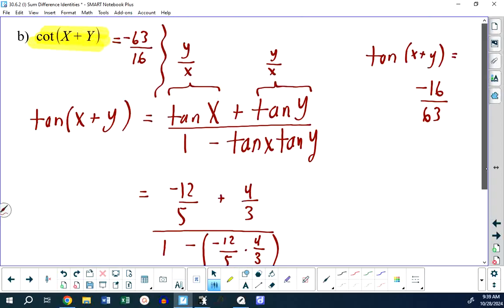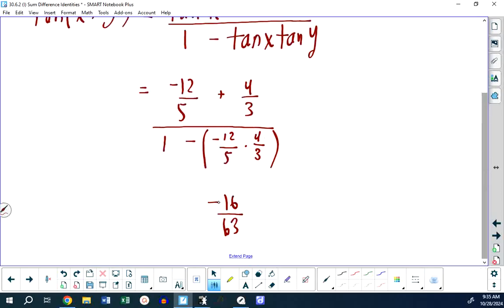You know, in retrospect, I suppose we could have just flipped this whole thing over from the beginning, couldn't we have? I could have written cotan of x plus y equals, and then just flipped that identity over: 1 minus tan x tan y over tan x plus tan y. Okay, we have one last example to go here.